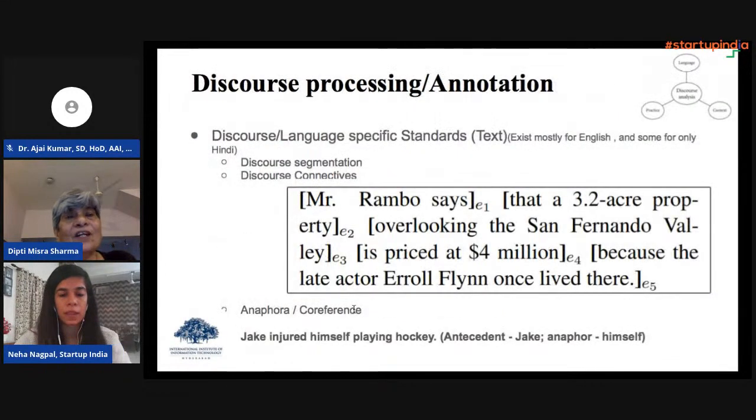Now sentence, then we go to discourse level. And ma'am, can you just summarize your presentation now? 2 minutes. Okay, Neha, just 2 minutes.